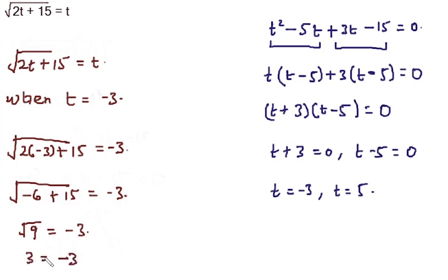So this means that t is equal to minus 3 is not a solution to this equation. So we can say t is equal to minus 3 is an extraneous solution. So anytime you substitute your values back into the equation and they don't equal each other, that particular solution is called an extraneous solution. So that is not a solution to the original equation.